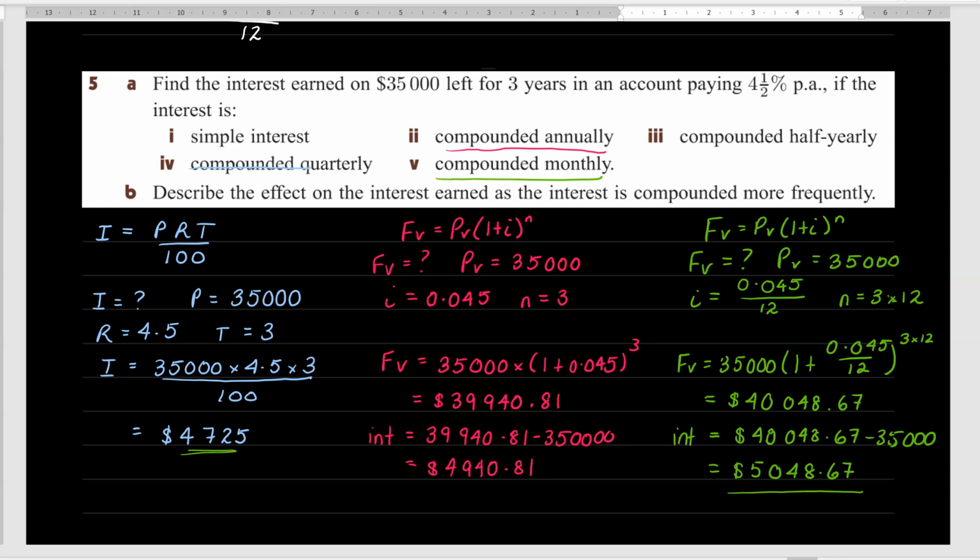Okay, so really the things that you have to watch for here are your I and your N, how they change. The formula's the same. And in the next video, we'll show you how you can do this also using your graphics calculator. We just want to do one more question.